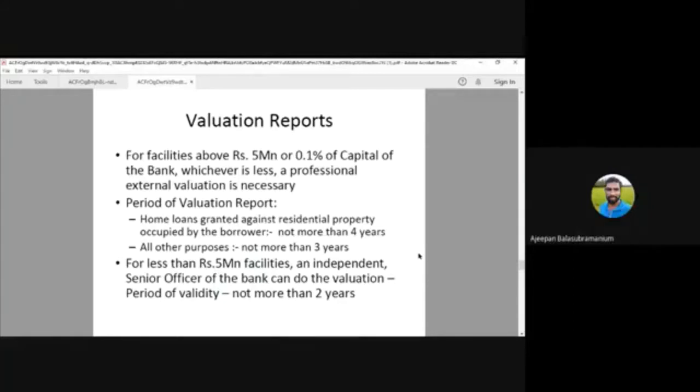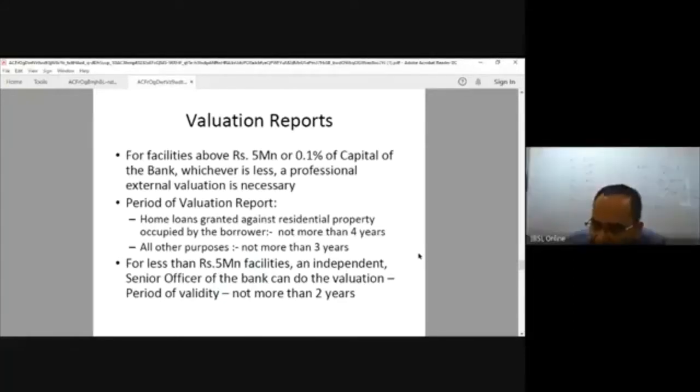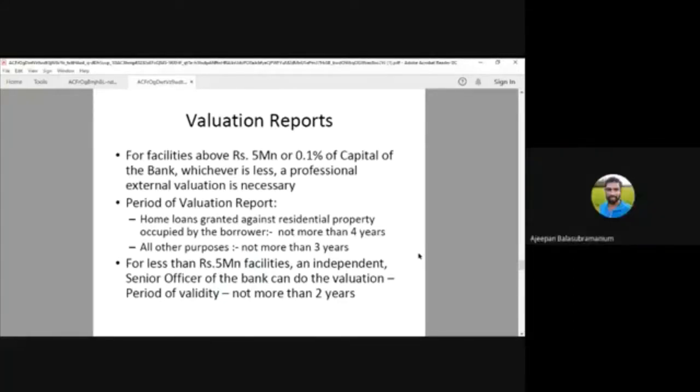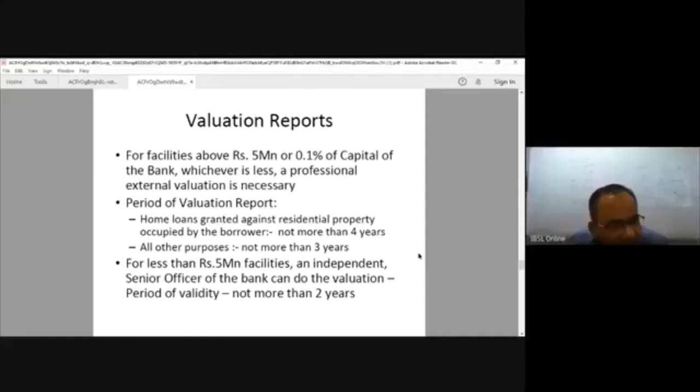Excuse me, sir. Yeah, go ahead. For revaluation purposes, we can't give the valuation request to the same valuer, no? It should be done by another valuer, no? It doesn't mean that you can't go to the same valuer. They don't say you can't go to the same valuer.